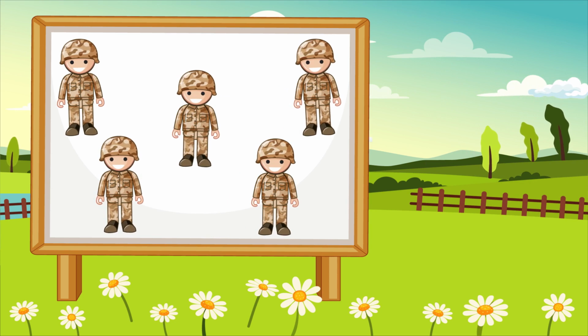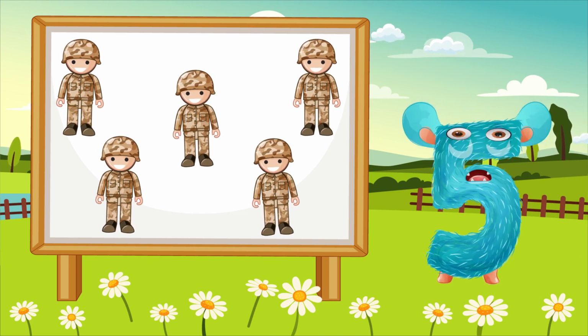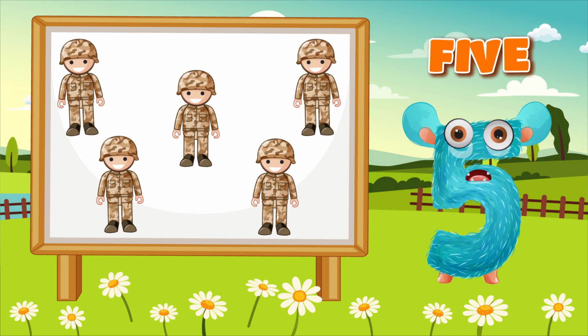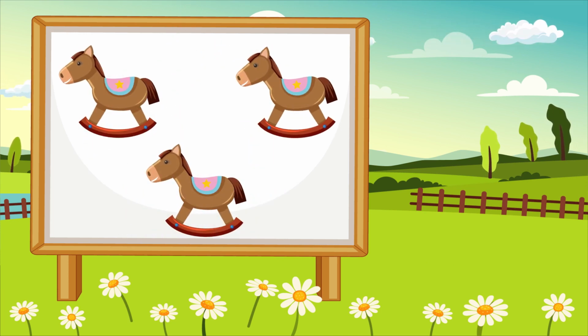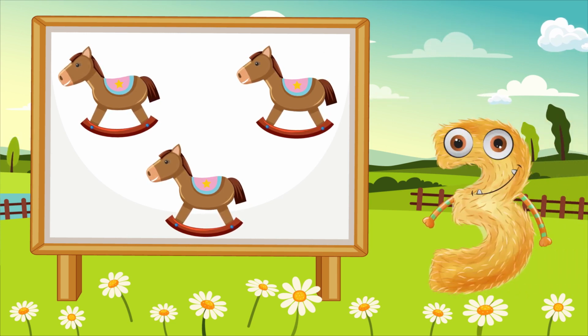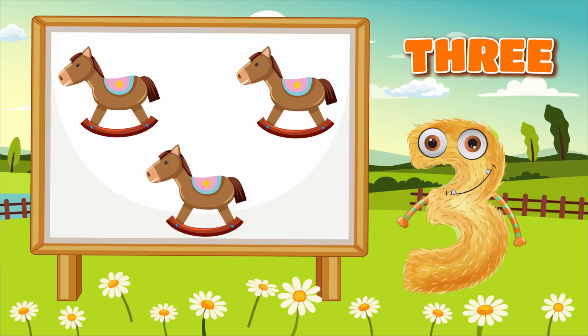How many objects are here? 5. 5 objects. Yay! How many objects are here? 3. 3 objects.